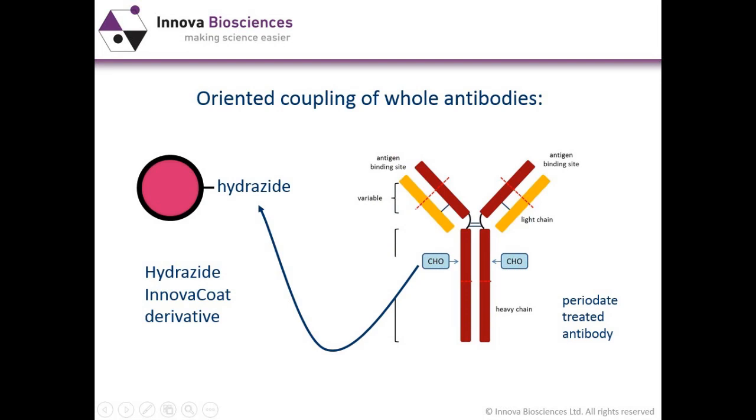Okay, the other conjugation method that can be applied to coated gold is oriented coupling. In this case, we're showing periodate treated antibody. The periodate positions aldehyde groups on the Fc domain, and this can react with the hydrazide derivative of gold, thus projecting the antibody binding arms out in space, hopefully favorably positioned for the interaction with the antigen.